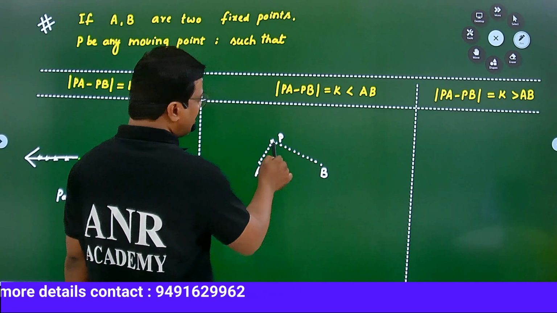Next, modulus PA minus PB more than AB. If you remove PB from PA, then you will get a smaller portion but not greater than AB. It is impossible. So here I am going to write, in this case it is not possible. Therefore, the locus is an empty set.